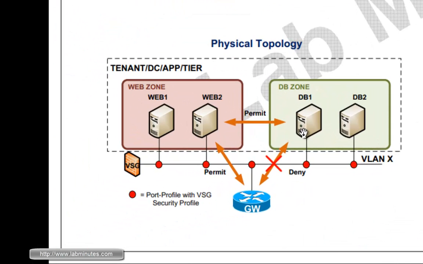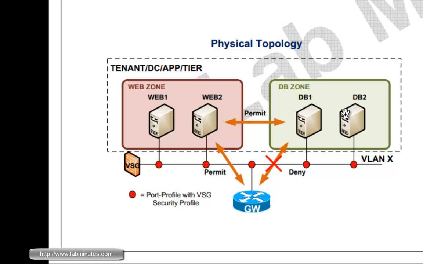Just to give you an idea of what VSG can do, here we have 4 VMs on the same VLAN that have been assigned to a port profile that is attached to a VSG. So any traffic that goes through those ports is subject to policy evaluation by that VSG. On the VNMC, you can group these VMs into logical zones, and here we have web and database zones, and then create security policies that restrict traffic that enters and leaves these zones.